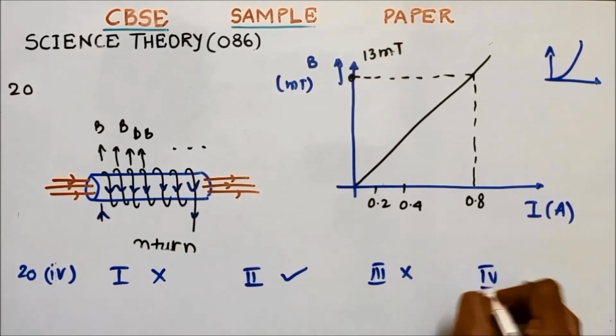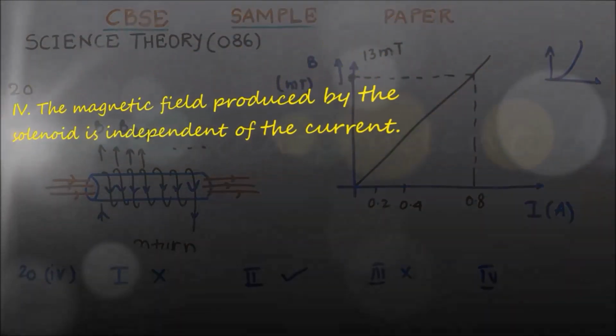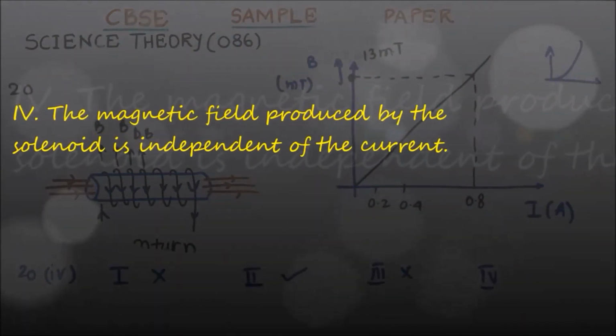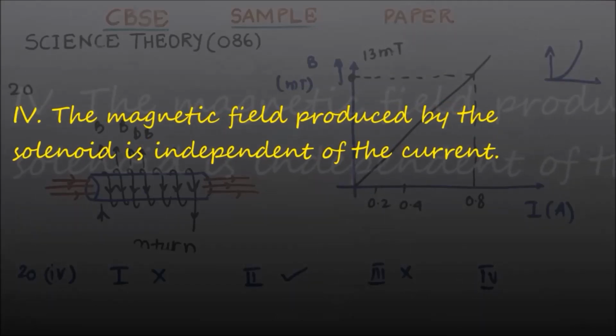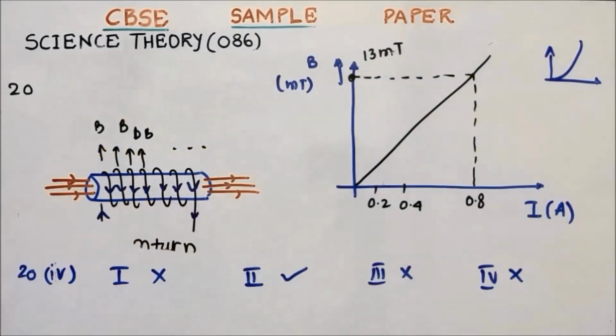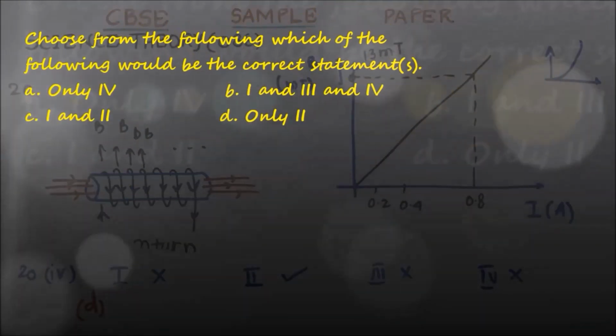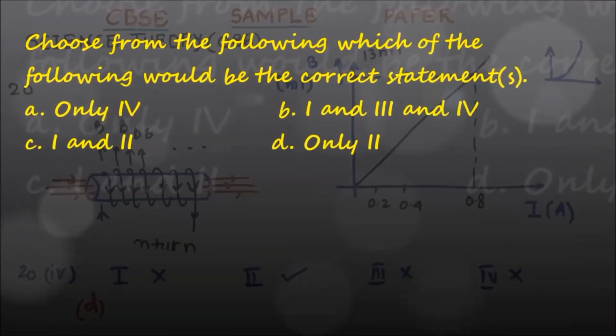And let's see the fourth one. The magnetic field produced by the solenoid is independent of current. No, absolutely wrong. It is dependent upon the current and is also dependent upon number of turns. So which is the correct answer? The correct answer is only 2. And if you see the options, it is option D. Option D is the only correct one. So that was question number 24.